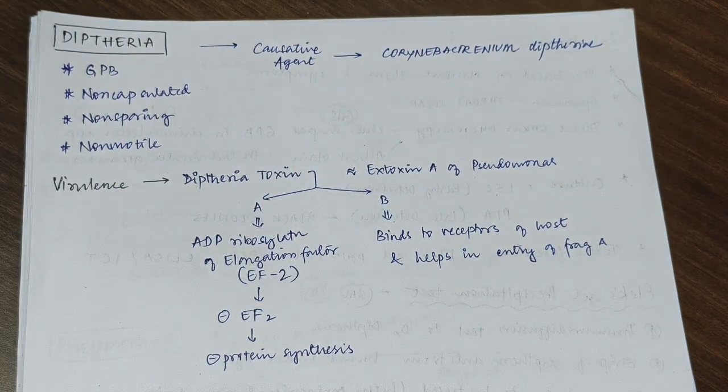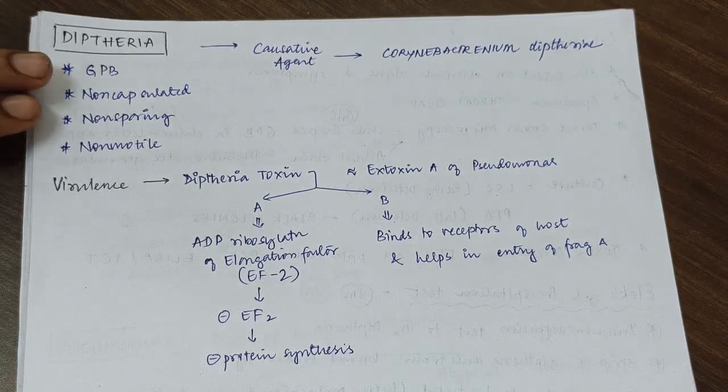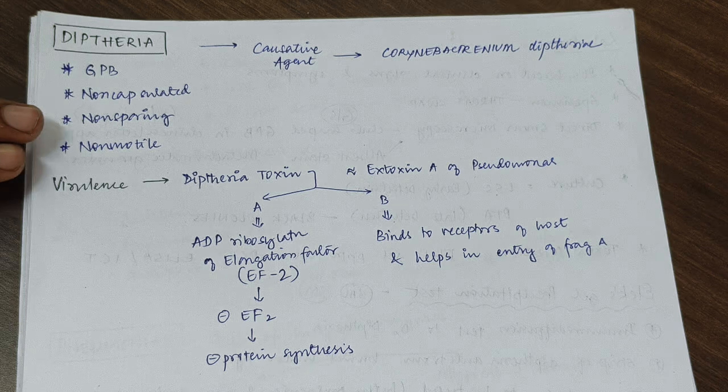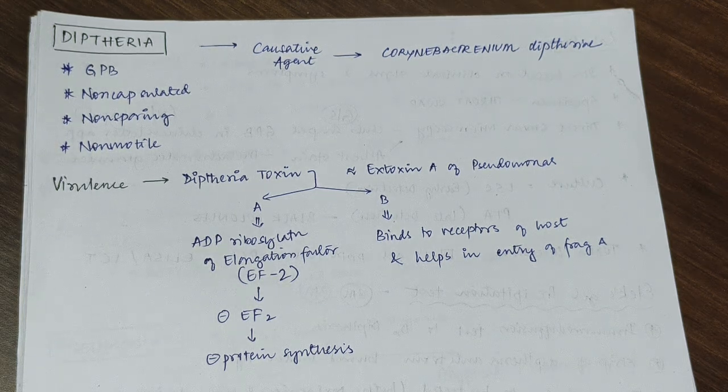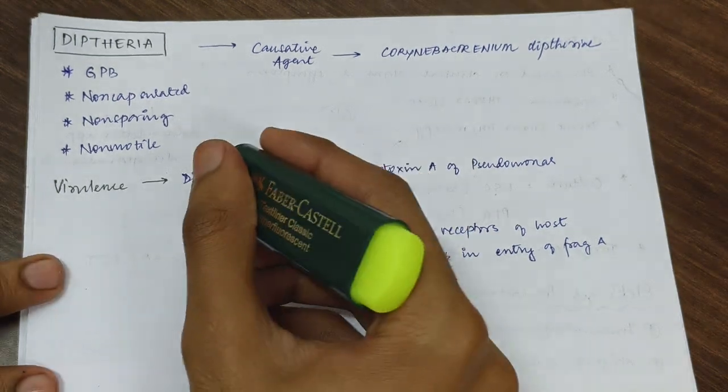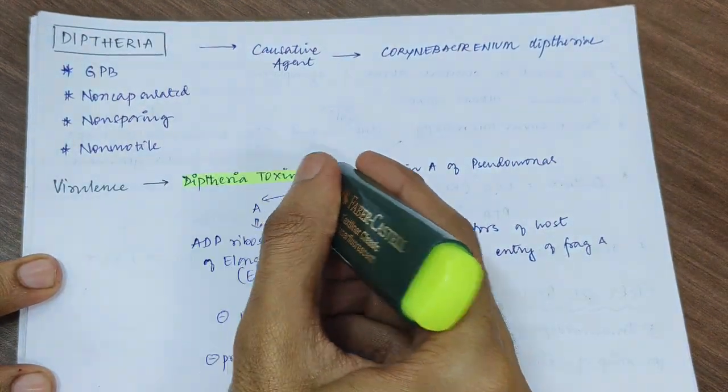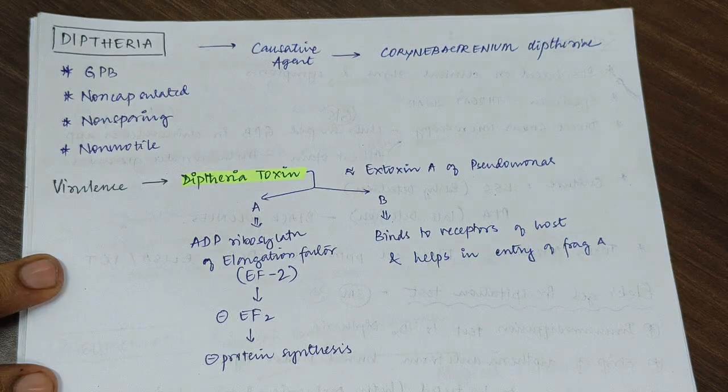Coming to the initial facts of it, it is a gram-positive bacilli, non-capsulated, non-sporing, non-motile. These are the initial things you're going to know. Then the virulence factor is basically the diphtheria toxin.